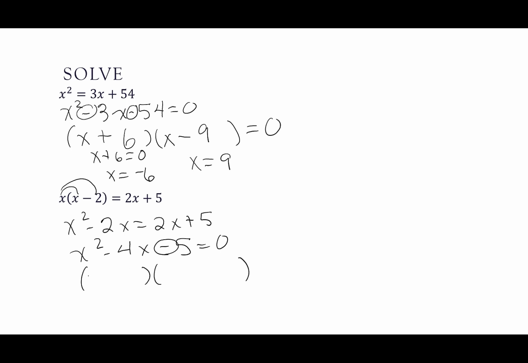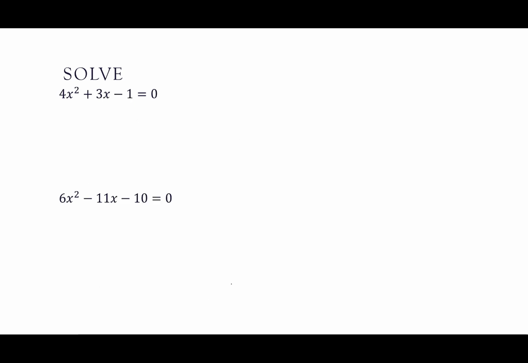Again, this negative in front of 5 says I have an x plus and I have an x minus. The only factors of 5 are 5 and 1, so I'm going to do minus 5 plus 1, which says x is -1, x is +5. So let's make that even bigger by putting a coefficient in front of the x squared term. So I have 4x squared plus 3x minus 1 is 0.